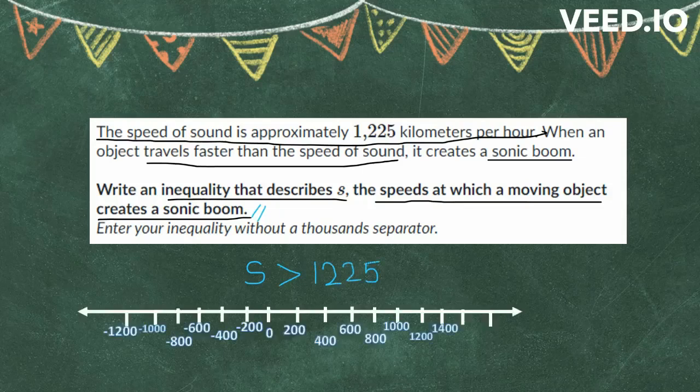This is the inequality. So 1225 must be here somewhere on the number line. Let's spot that. And then S is greater than that. So it goes indefinitely. We put an arrow there. Should we shade that circle? No, because 1225 is not included. What if it was greater than or equal to? Then 1225 is included, so we need to shade that.